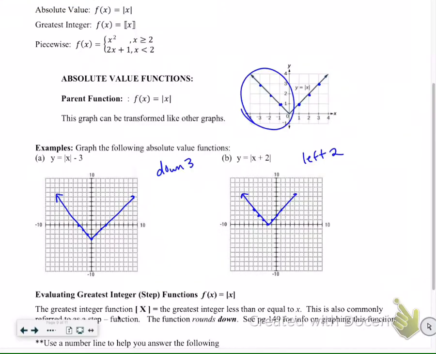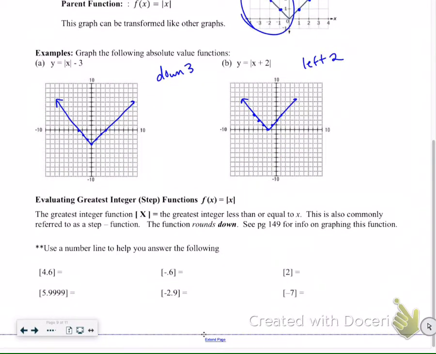Now, the next function is called the greatest integer function. This function rounds down, which seems weird because it's called greatest integer, but it rounds down to the greatest integer that is less than or equal to that number. It's also called a step function. Page 149 in the margin gives you more information about graphing it especially. I want you to know how to evaluate it though.